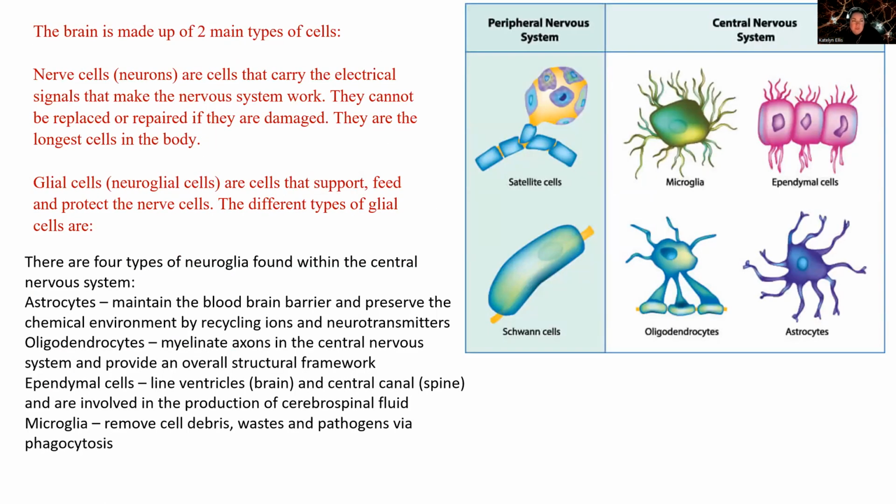All right. The brain is made of two types of cells: nerve cells, which we talked about yesterday, neurons. Those are the cells that carry the electrical signals that make up the nervous system. They cannot be replaced or repaired. You are born with all of the neurons that you're ever going to have. If they are significantly damaged, they do not come back.